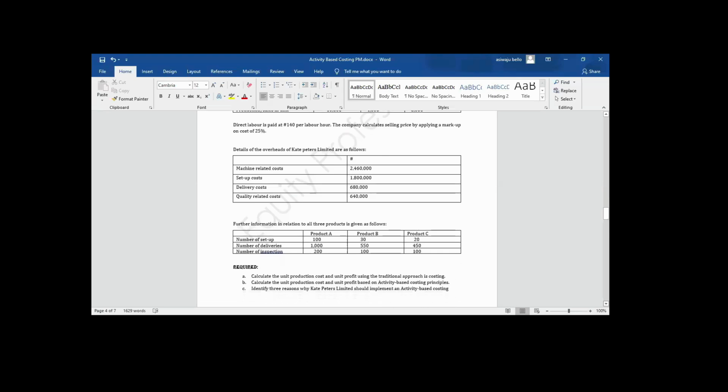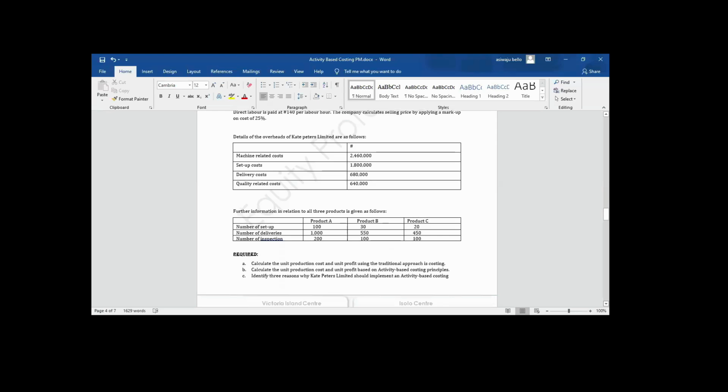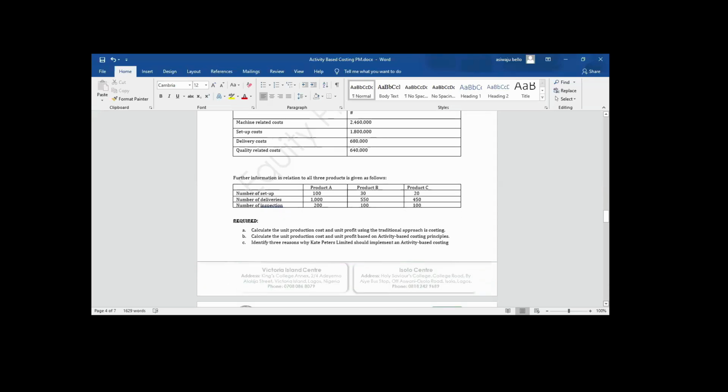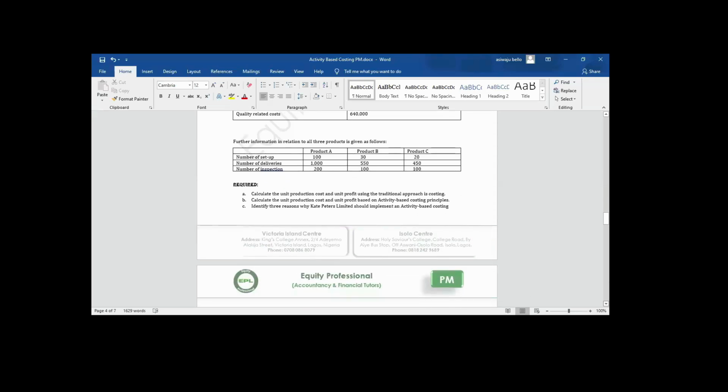Details of the overheads of Kate Peters Limited are as follows. In naira, machine-related costs, 2,460,000 naira. Setup cost, 1.8 million naira. Delivery cost, 680,000 naira. Quality-related cost, 640,000 naira. Further information in relation to all three products is given as follows. Product A, Product B, and Product C.